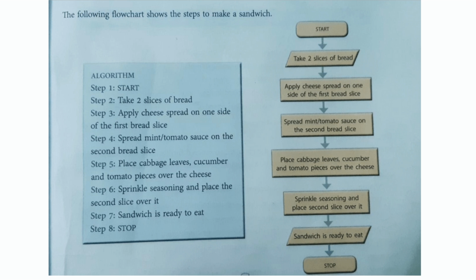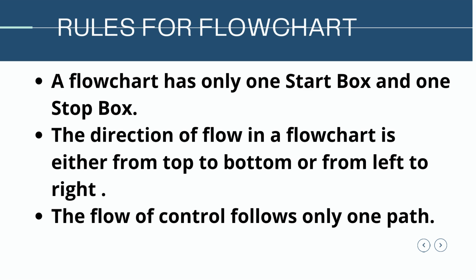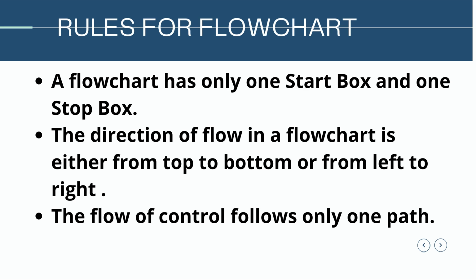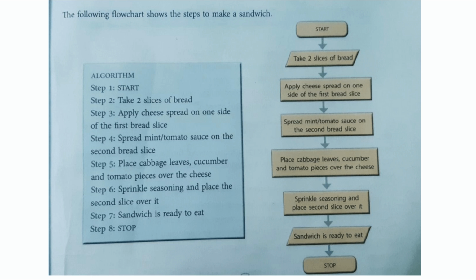How? We can use the stop command to end the program. Here we have learned in the rules that the flowchart has only one start box and one stop box. You can see in the picture how they started with one single start box and ended the process in one single stop box. And the second rule says the direction of flow in a flowchart should be either from top to bottom or from left to right. Here, the process is done top to bottom.